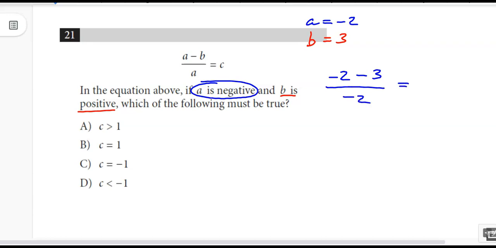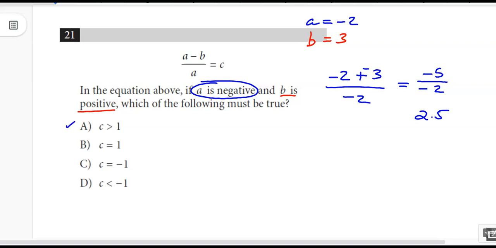Well, that comes out to be -2 take away 3. That's plus a negative, so that's a -5 divided by a -2. Negative divided by a negative is a positive. So I'm getting 2.5. So 2.5 is not, well, it could be this one.